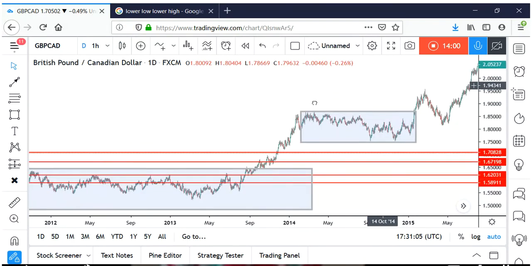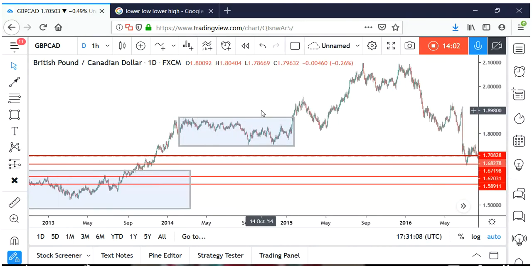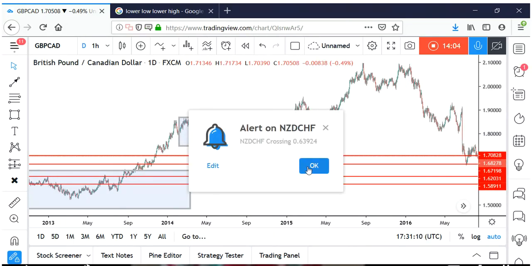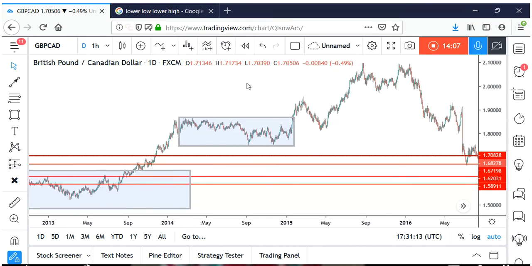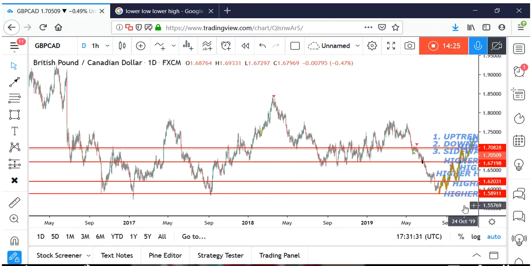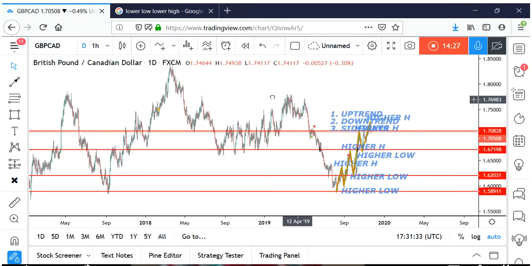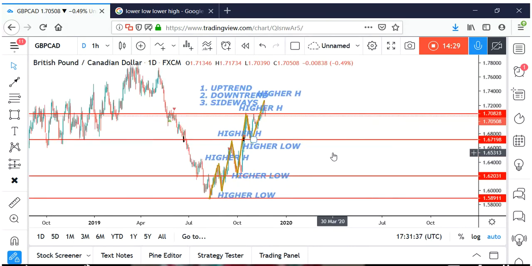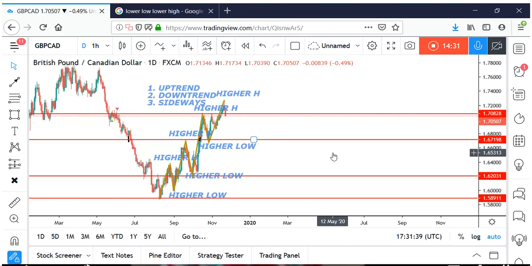When the market is in an uptrend, it gets to a point where it will start consolidating or retracing. Then it will continue to move to the upside. So let's concentrate on uptrend, downtrend, and sideways. The next video we'll look at retracement and consolidation.